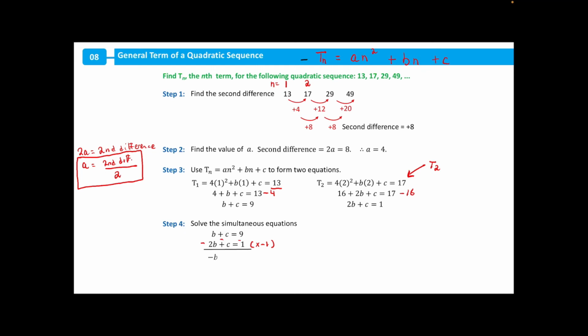b minus 2b equals minus b. Our c's cancel. 9 minus 1 equals 8. To solve for b, I divide both sides by minus 1 and I get b equals minus 8. I have now found my value for b, and I have to find my corresponding value for c by substituting b equals minus 8 into my original equation, b plus c equals 9.